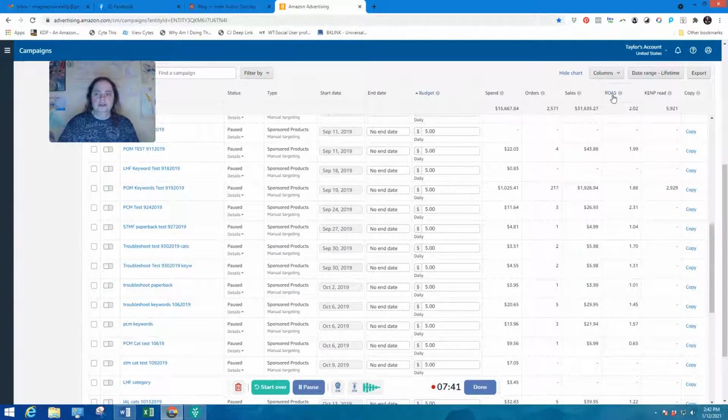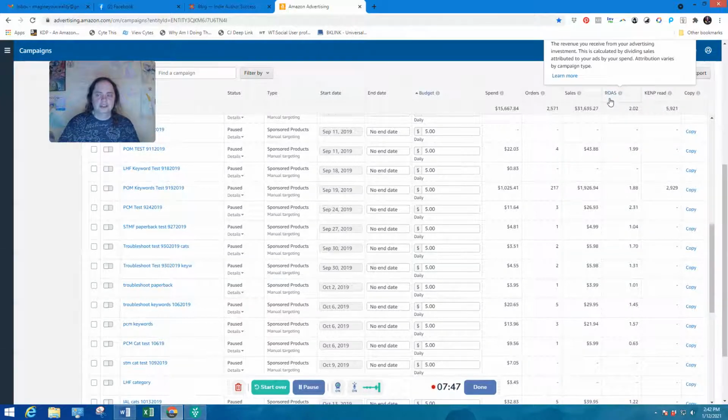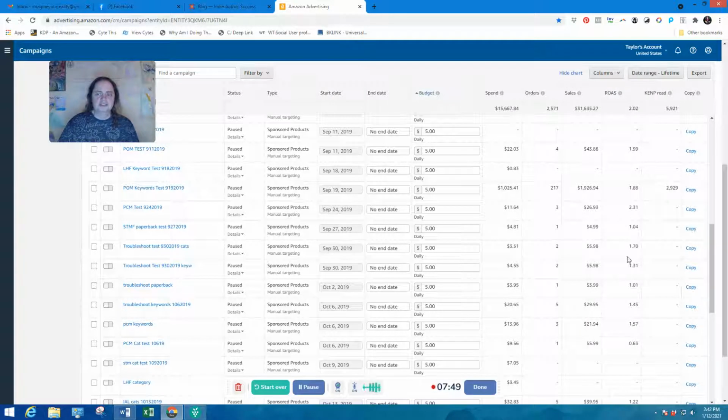Note that the return on advertising spend on here used to be average cost of sales, and then they changed it. This number isn't very accurate. It doesn't tell you how successful this is or not. I guess we could say that we really want it to be at 2 and above in order to be more successful. And in this case, it was at 1.88.